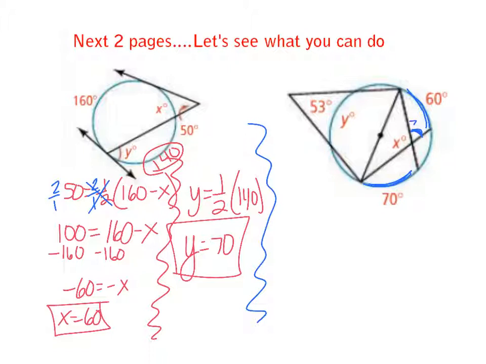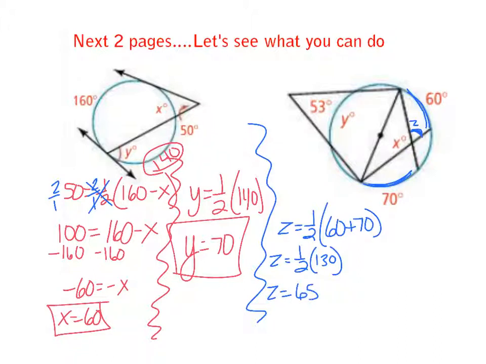Let's call it z. I know that that angle is equal to 1/2 the sum of those intercepted arcs. So that's half of 130, so z would equal 65. But that's not really what they want. Remember that when you have two angles that form a straight line, that's just supplementary. So if this one is 65, this is just 180 minus 65. That ends up getting me x equal to 115.